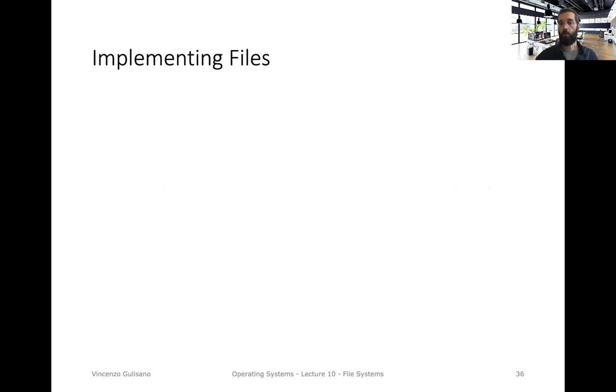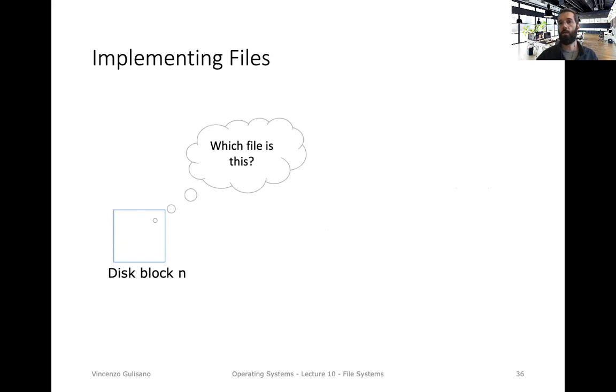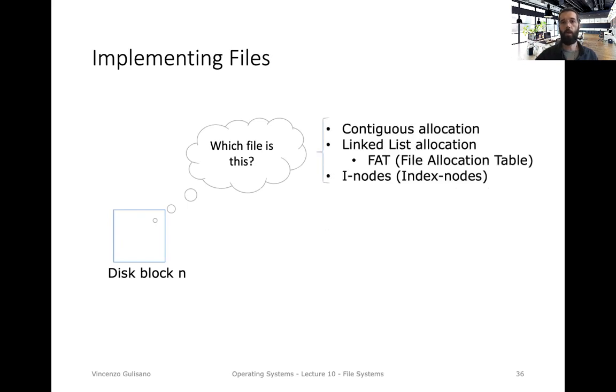So the next thing we're going to look at in the next video is how we actually implement files, how do we keep them, okay? So if we have a disk block N on our device, how do we know what is the file that is contained on that block, okay? We will discuss 3 different ways: contiguous allocation, linked list allocation, also with the file allocation table variant, and inodes, that are the ones you actually use, for example, in your Unix systems.